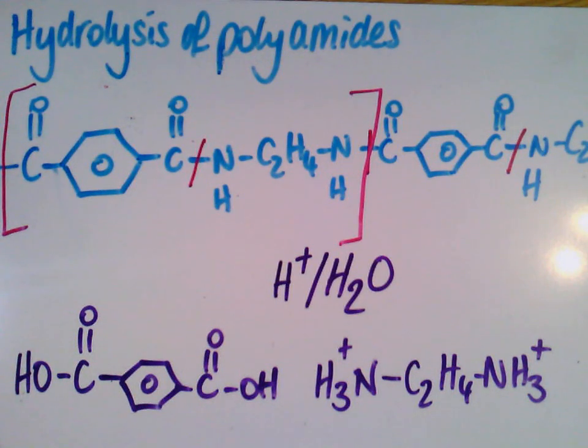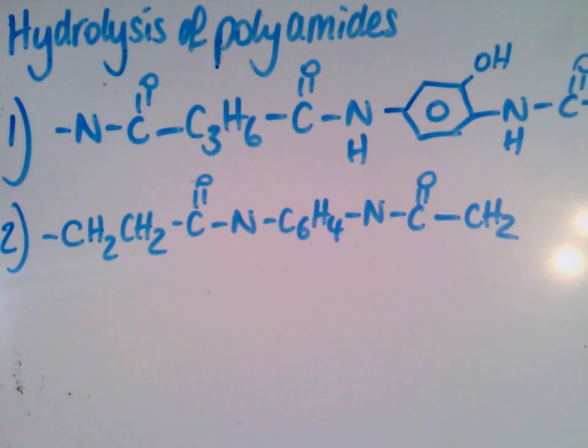So if we're told that it's n lots of repeating units, then we're going to need n moles of our dicarboxylic acid and n moles of our diamine. Okay, I'm going to write you a couple of examples for you to predict for me the outcomes with the alkaline hydrolysis and the acid hydrolysis. Let's see how we get on.